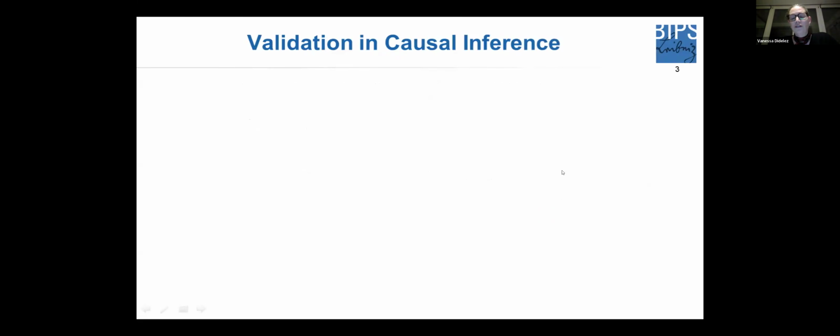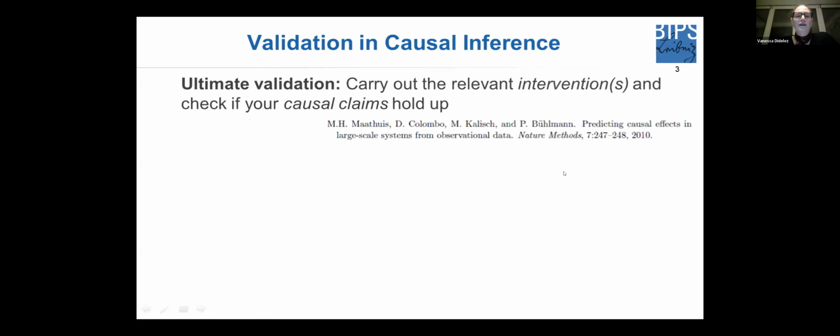Let me remind you of what is hard about validation in causal inference. We can't just use the same data or similar data, because causal inference is about making claims about other situations, so changes in situations. The ultimate validation is to carry out the relevant interventions and check if your causal claims hold up. And there are only few, maybe in genetics there might be more examples, but only few real examples where this can be done with causal discovery.